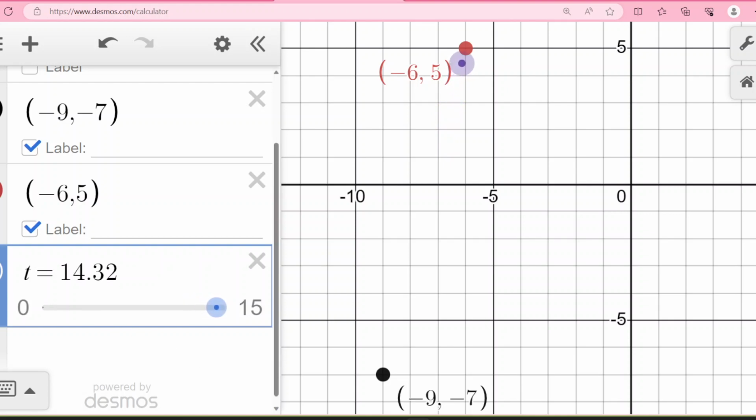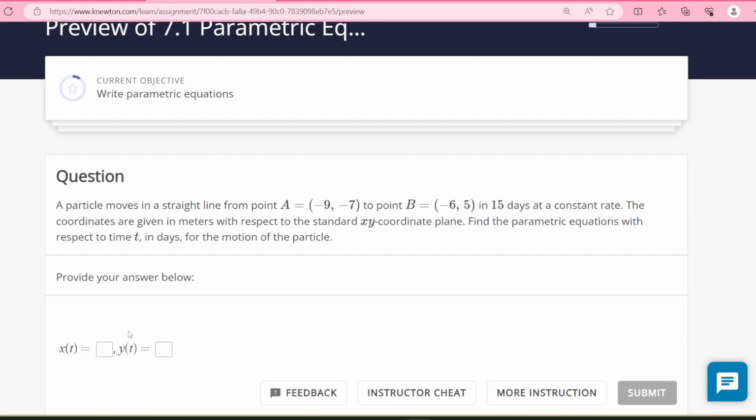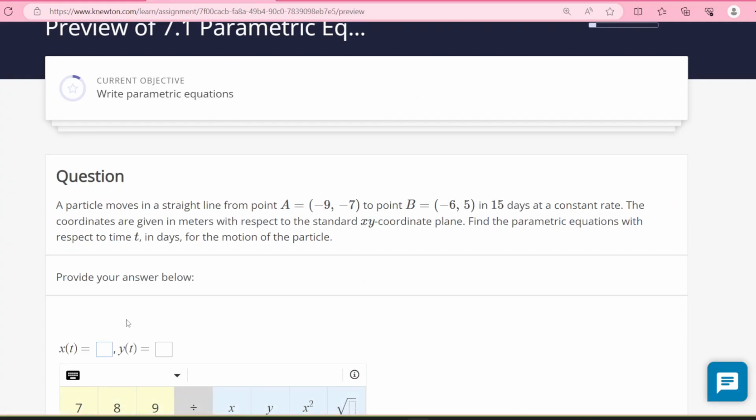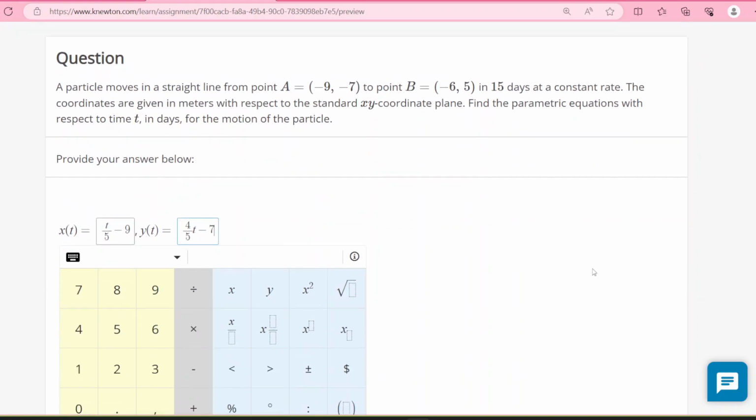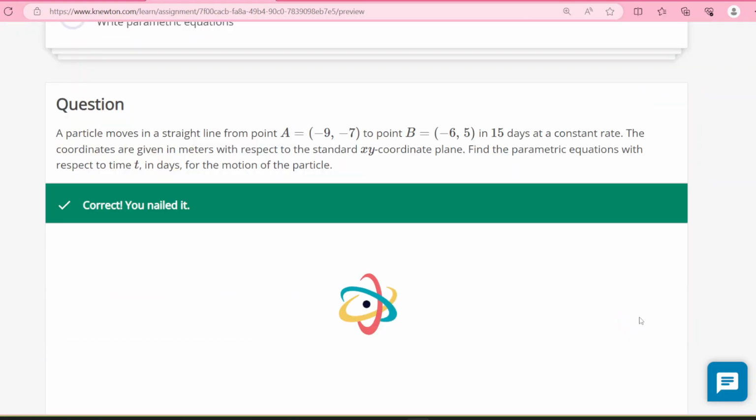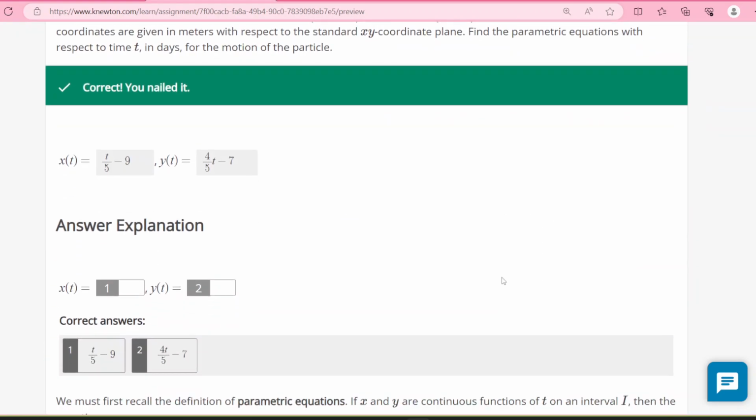13, 14, and then you see it's coming up here at 15, stop, at -6, 5. Great, so those are correct parametric equations. So again, we had 1/5 t minus 9 for the x coordinate, and then 4/5 t minus 7 for the y coordinate. Wonderful.